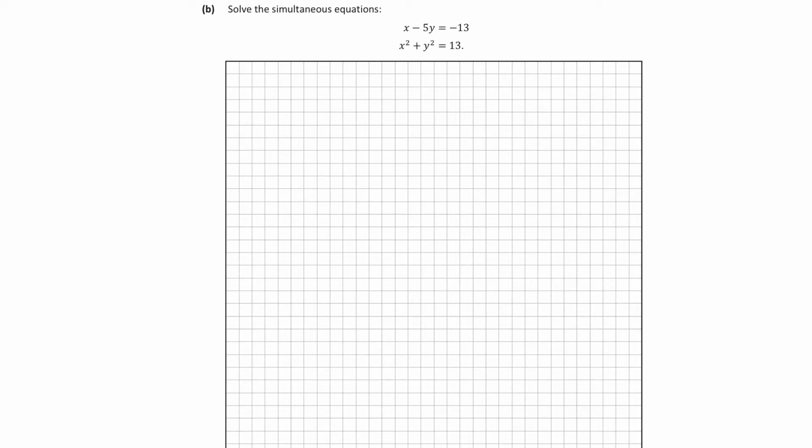So in order to solve this, what we need to do is we need to take the linear equation and we need to rearrange it. So we're going to start off there by changing that to x is equal to negative 13 plus 5y.